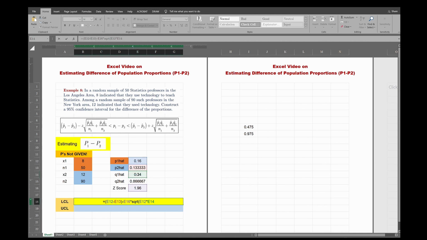Plus, divide by N1, which is 50. Then it says plus. Now you go to P2 hat, Q2 hat, so I'm going to click on P2 hat, and I'm going to multiply that with Q2 hat, which is that one, divide by N2. And that will be the left-hand side of my confidence interval formula.